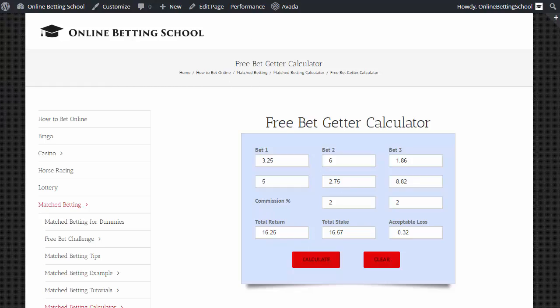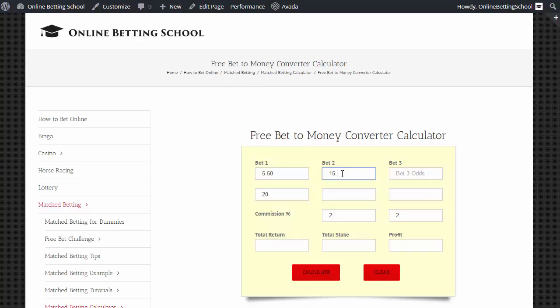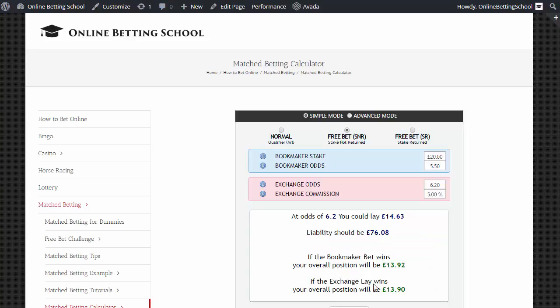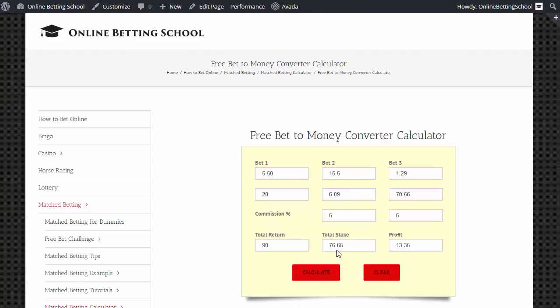So let's just enter those odds, 15.5, 1.29, and it's at Betfair, so it's 5% commission. So we'll calculate that, and we make a £13.35 profit, which again is just about the same as this. It's a little bit less because you often make a little bit more money from actually laying the bet. But to help you understand it, if this helps you understand it better, then it might be worth doing this bet first, just while you're getting started, because you're still making about the same amount of profit.